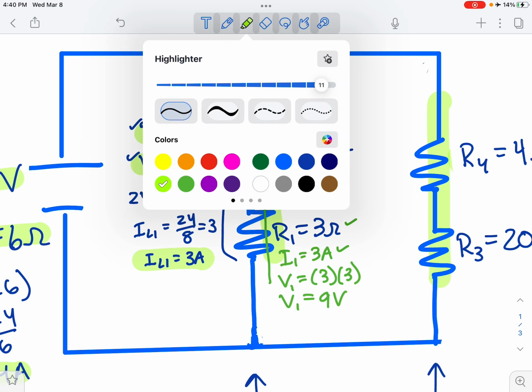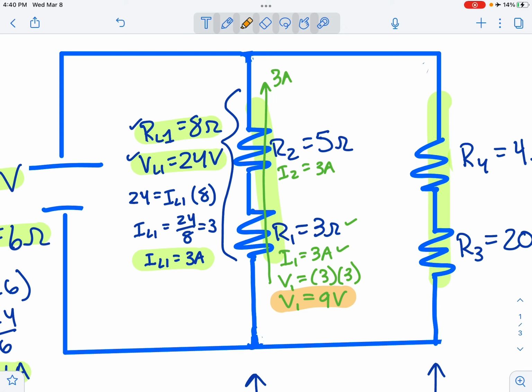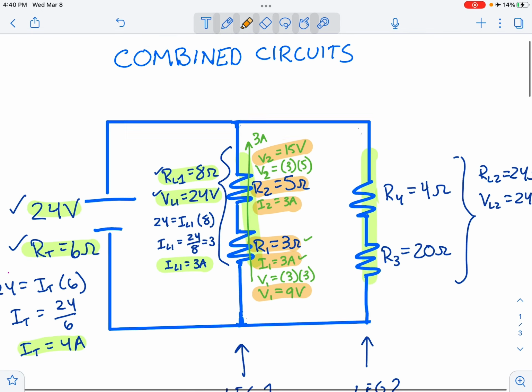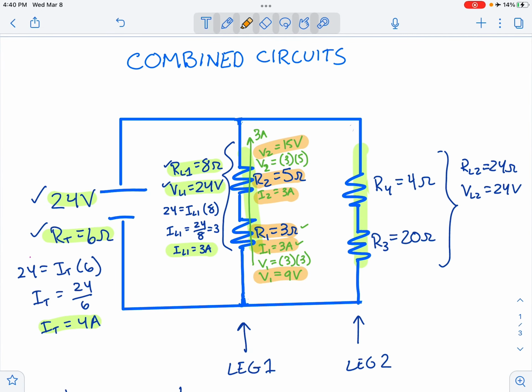So now let's do a different color. We have a V1, an I1, and an R1. And then here, V2 is equal to I2, which is 3, and R2, which is 5. So V2 is equal to 3 times 5, which is 15 volts. V2, R2, I2. So we're nearing completion.